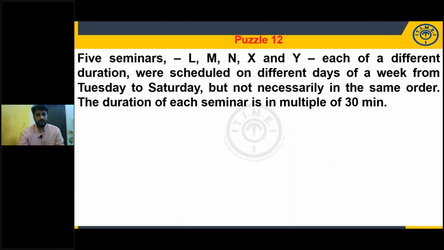Next one. Earlier we discussed the days related question, but I told it is clerical prelims level, and this one is PO prelims level. 5 seminars, each is of different duration. Extra variable is given. Were scheduled on different days from Tuesday to Saturday. So 3 variables total: seminars, days, and duration. So we have to freeze the days, and we should find out duration and the person.